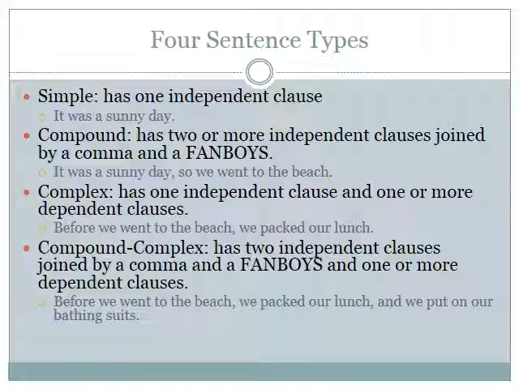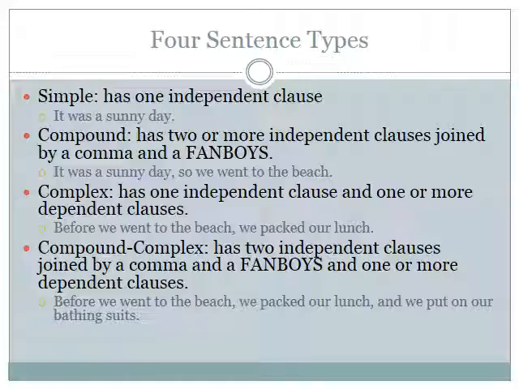So the first one is the simple sentence. And what that is, it's just an independent clause. The way we've talked about this before is that it just has one subject-verb pair. So in this case, we have "it was a sunny day." The subject is "it," and the verb is "was."